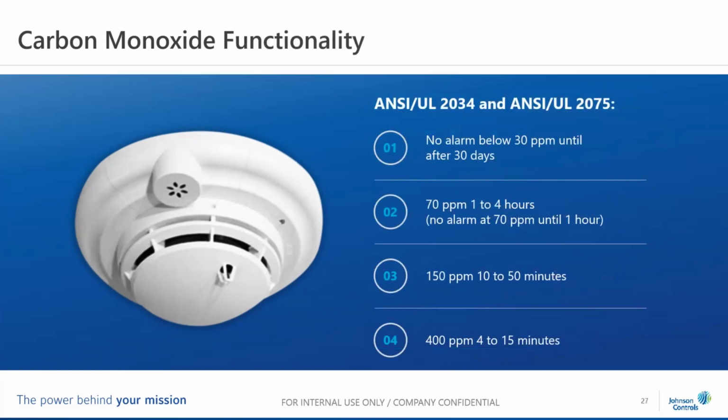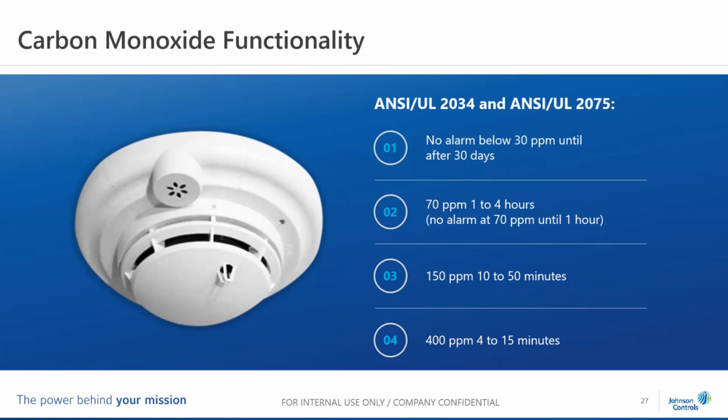Now when I go to UL and I say, hey, UL, I want to get my carbon monoxide device, whether it's a detector or an alarm, listed, this is how UL tests my device. They put my device in a room and they inject 30 parts per million into the room, and my device cannot go into alarm until after 30 days. I passed that test, they cleaned the room out, now they inject 70 parts per million. I have to go into alarm not before an hour, but not after 4 hours.